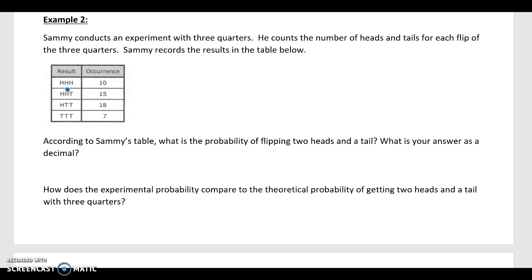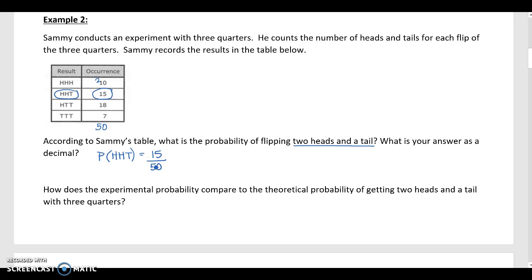Okay, so this time we're looking for the probability of 2 heads and a tail. So 2 heads and a tail here, and it says 15 times. But we know for probability, you have to put what you're looking for on top over the total. So let's find the total. 10 plus 15 is 25, plus 18 is 43, plus 7 is 50. So he flipped the coin 50 times.